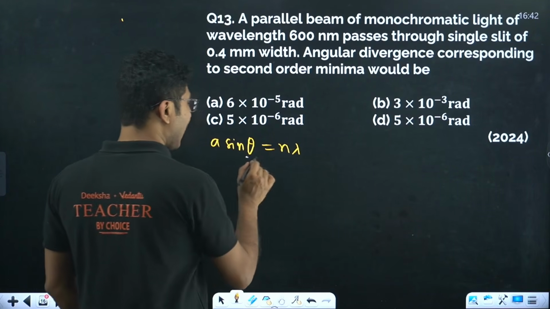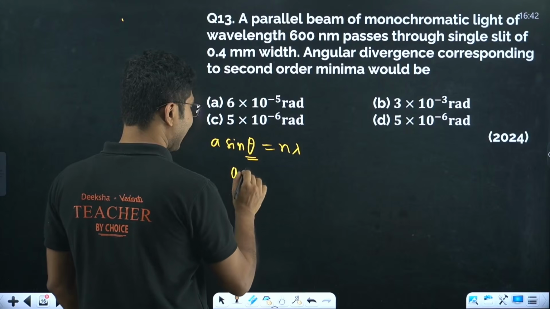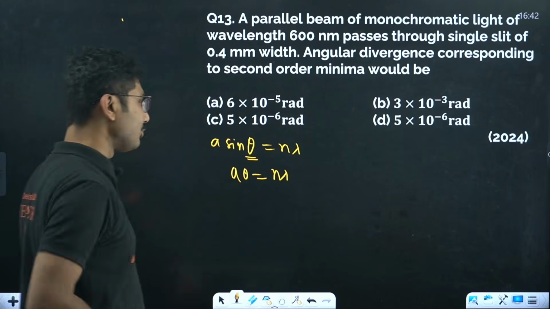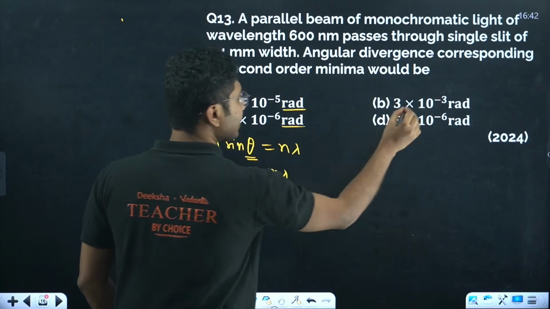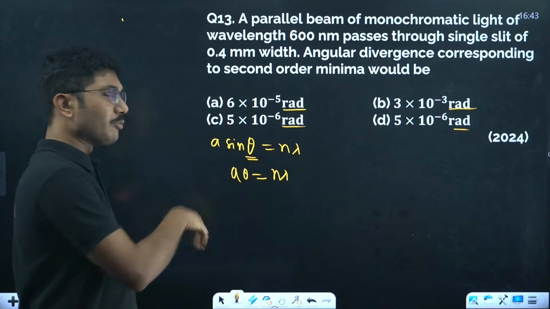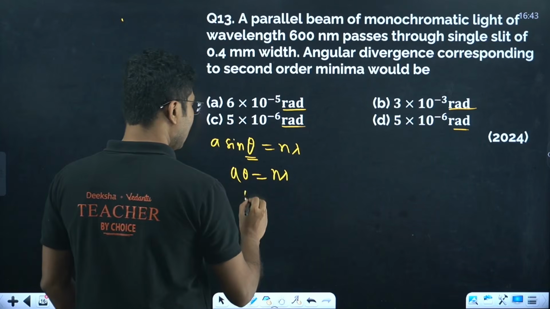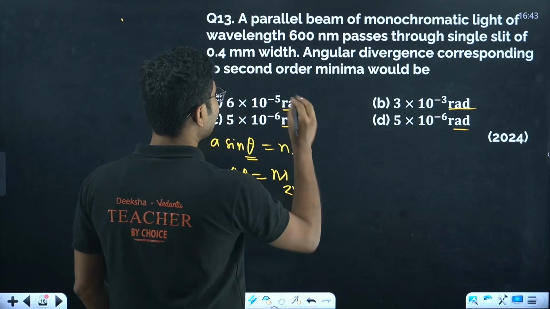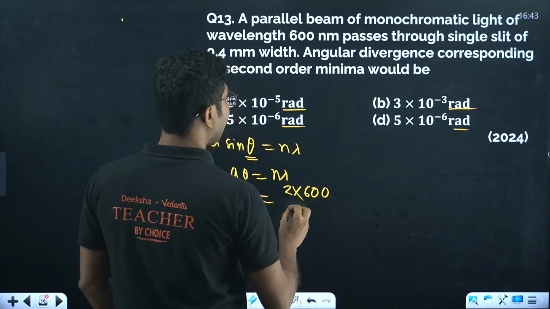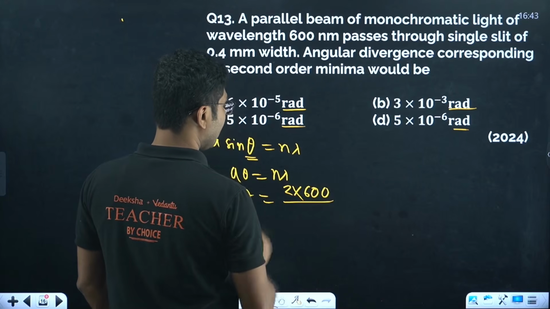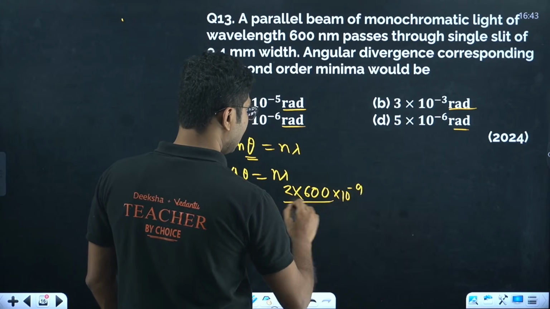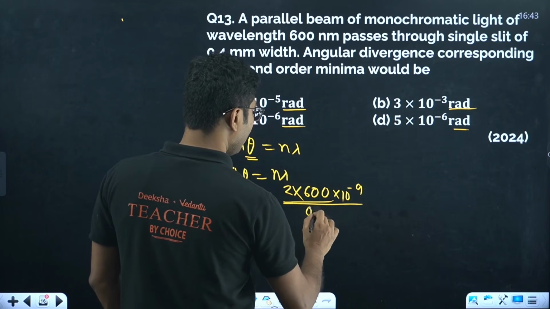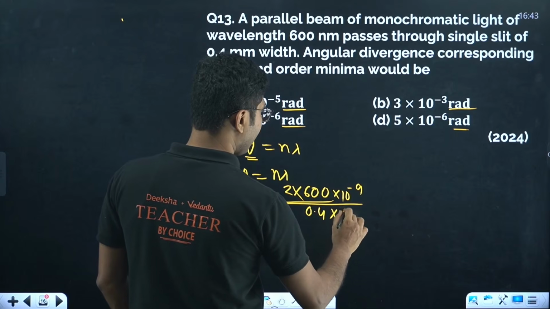Now for small angle theta, we know that a theta can be written as n lambda. Here we will assume the angle theta is small. If you see the options, it is given in radians, and this formula is only applicable when you are calculating theta in radians. So n is second order, the wavelength is 600 nanometer, meaning 10 to the power of minus 9, divided by the slit width a, given as 0.4 millimeter. Millimeter means 10 to the power of minus 3.